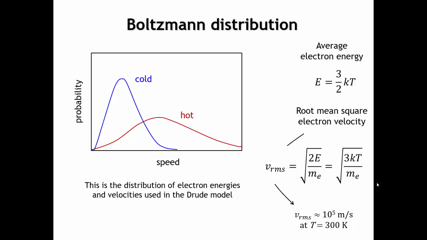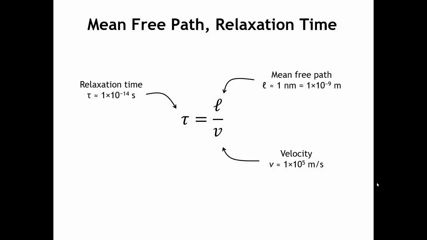Okay, that's one piece of information. Let's keep that in the back of our mind. Now, we have to define a few terms here before going any further, and that would be the mean free path and the relaxation time. So the mean free path is going to be the distance the electron travels before it collides with one of the stationary ions in the crystal.